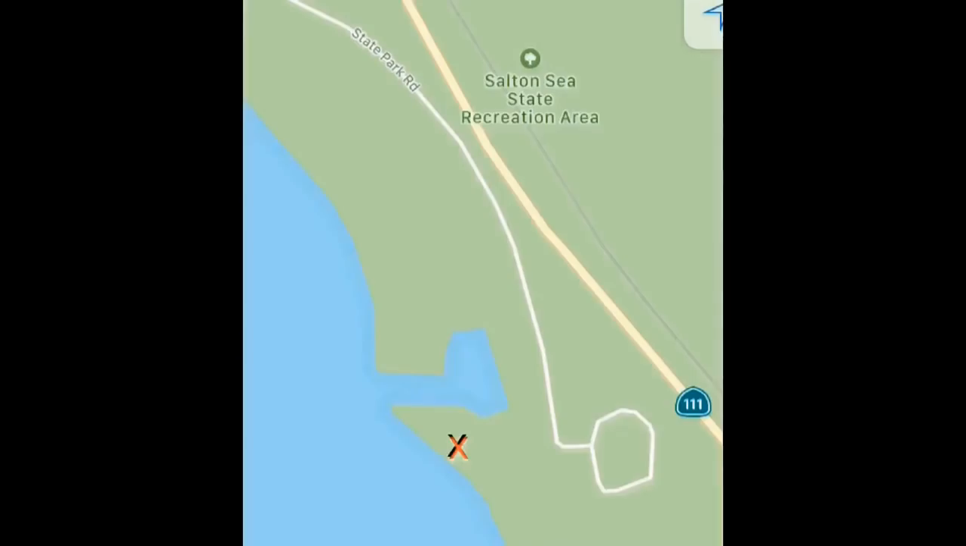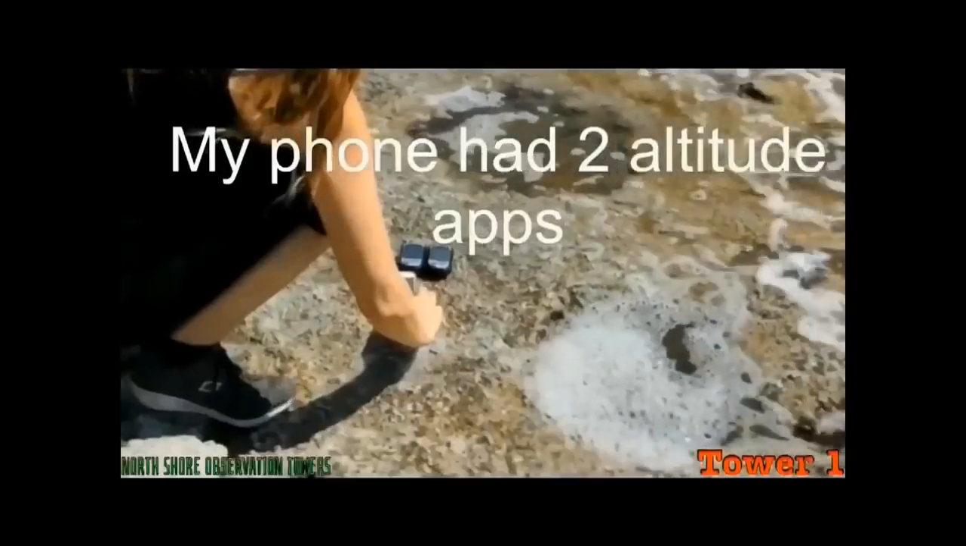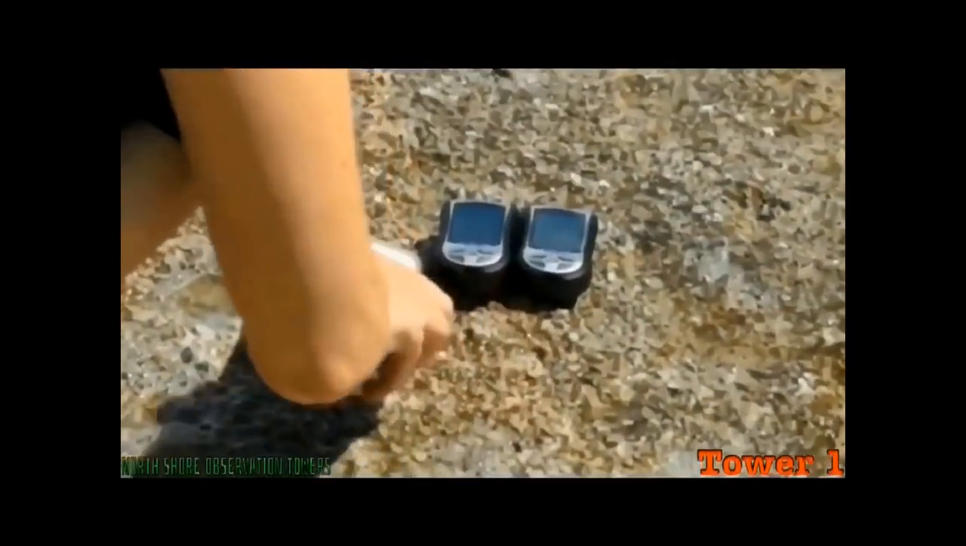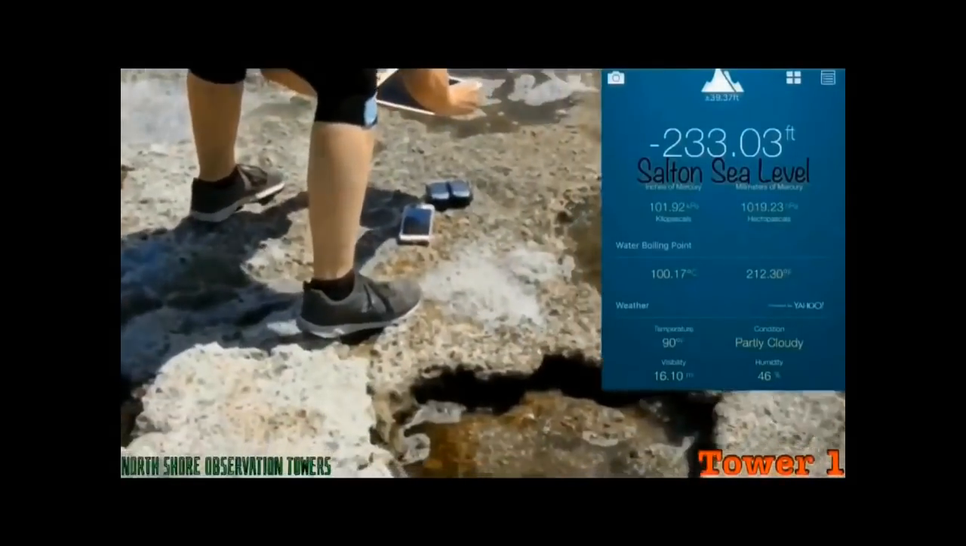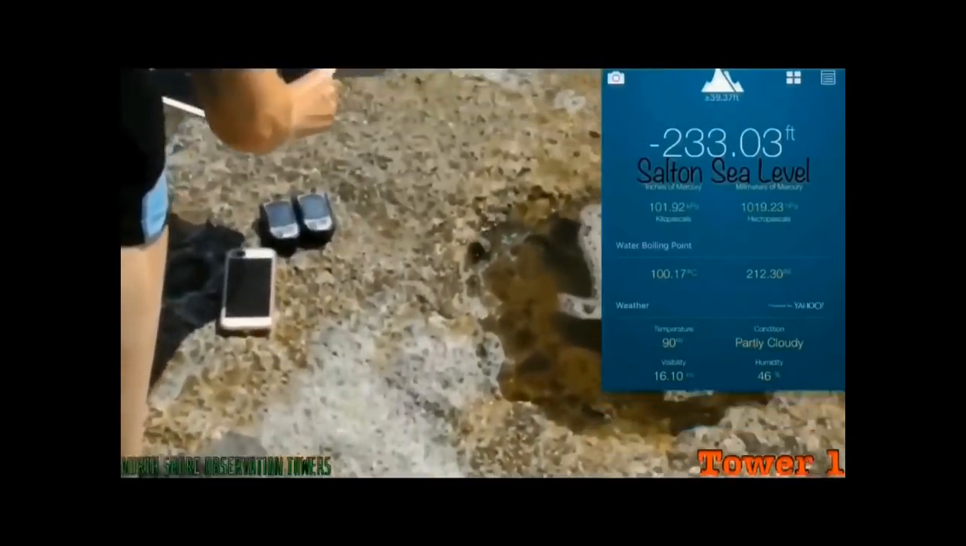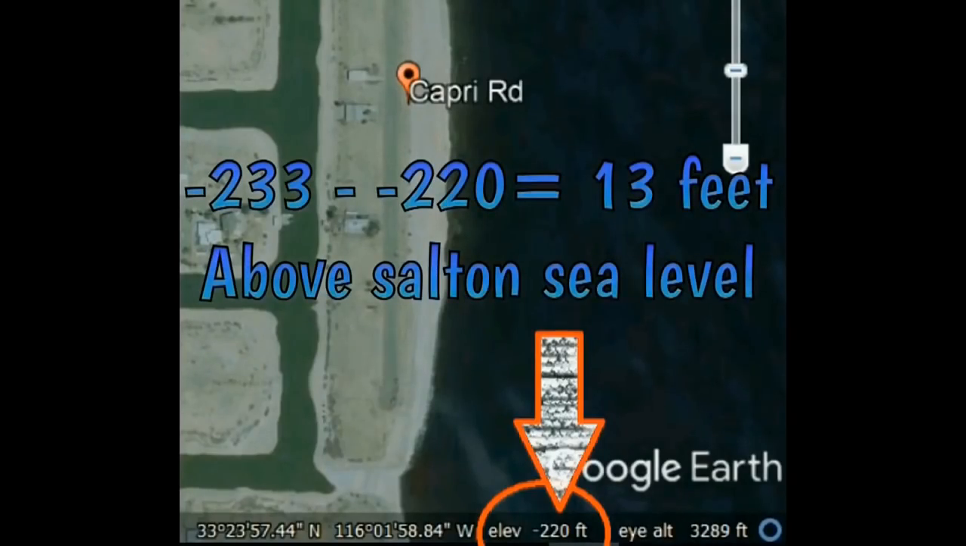You just saw me standing here, looking out at Capri Road, getting my altitude, but what is the altitude of Capri Road, the object I am looking at? Wendell went over to Capri Lane and got the altitude of Capri Lane with his altimeter. It was 13 feet above Salton Sea level, which correlates with Google Earth. We went out there and checked the level of the Salton Sea. It was negative 233, so negative 233 minus negative 220 on Google Earth is 13 feet.